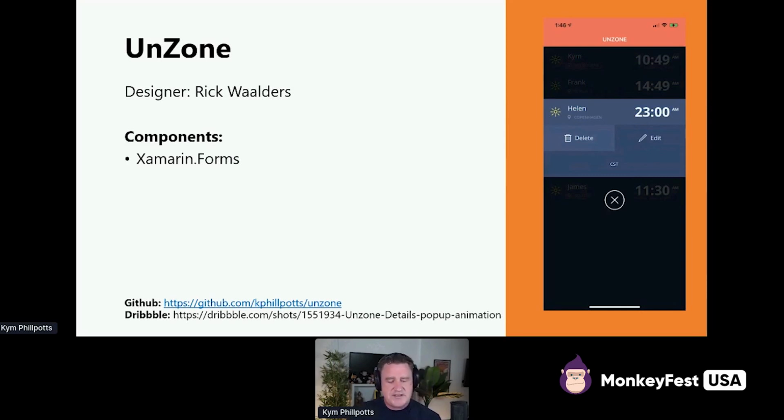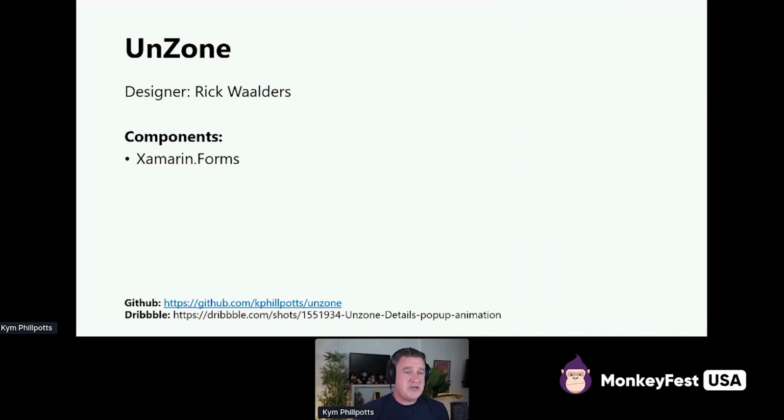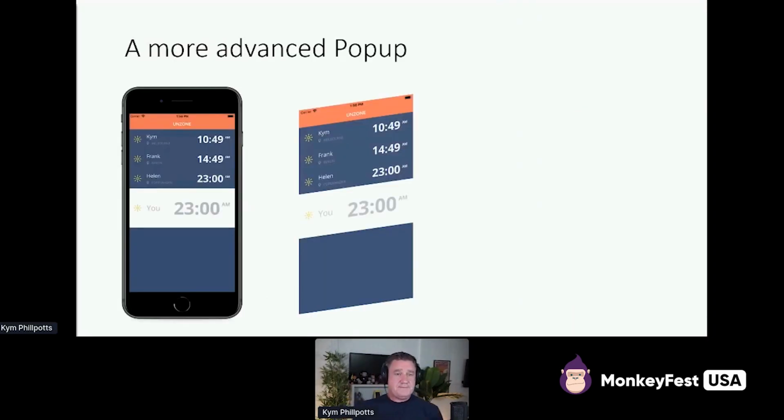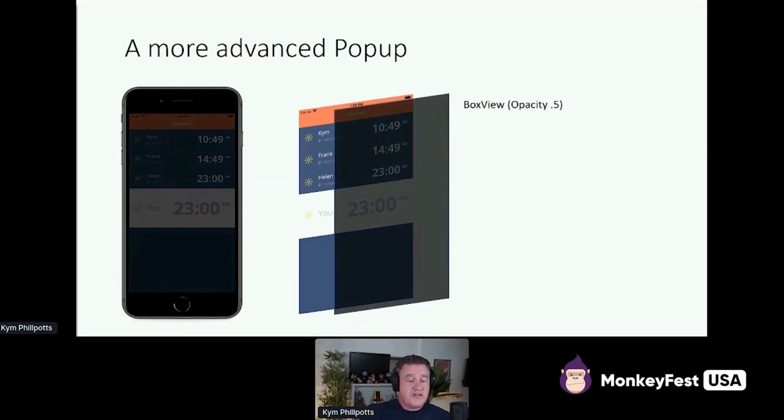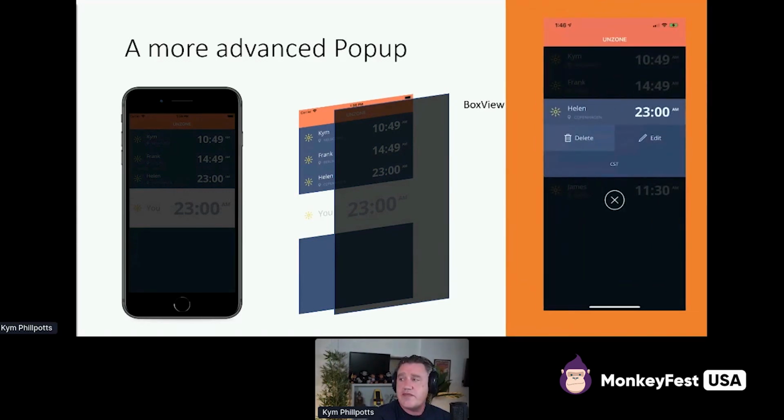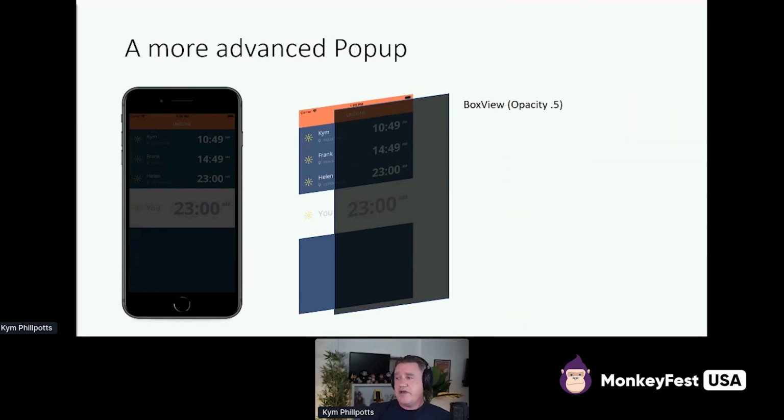Okay, so let's have a quick discussion about how we would achieve this. So basically a more advanced pop-up, if you like. Okay, so the first thing is we've got our page. Our page is just a collection view that sits here. In order to do the fade out, so when the user clicks on the cell, it fades the background out. We know how to do that, right? We just talked about it. We're going to have a box view which has an opacity inside of there.